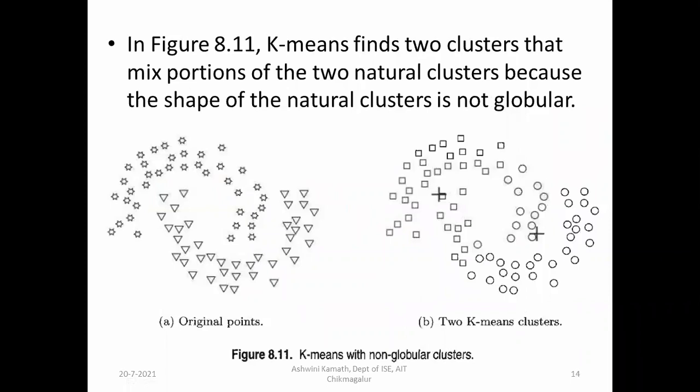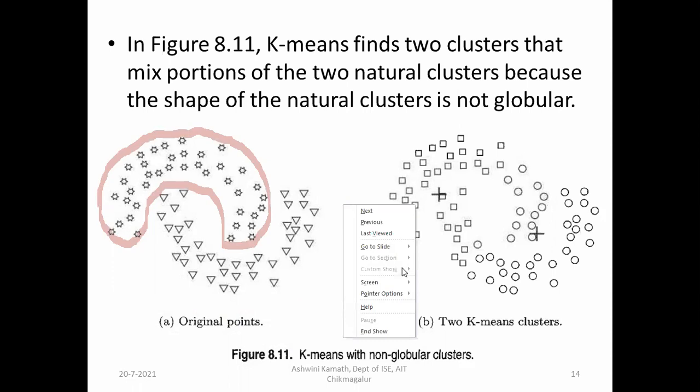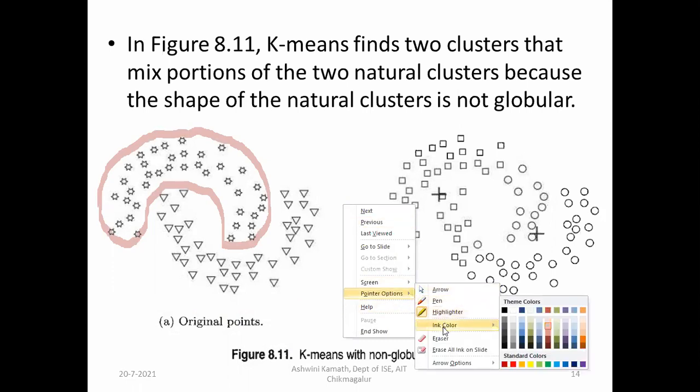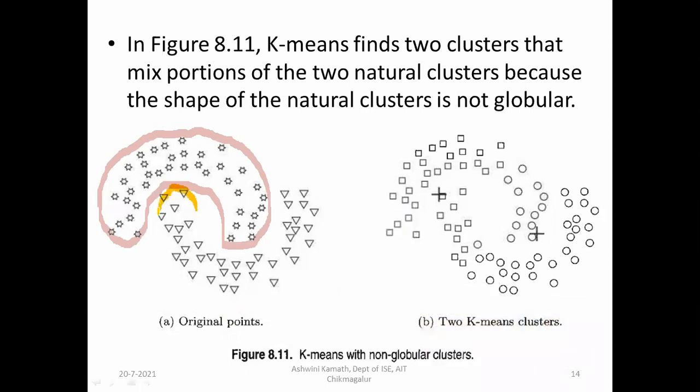Then in figure 8.11, K-means finds two clusters that make up portions of the two natural clusters, because the shape of the natural clusters is not globular. It is not spherical. So since it is not spherical, these points are one cluster, this is one cluster, and this is another cluster.